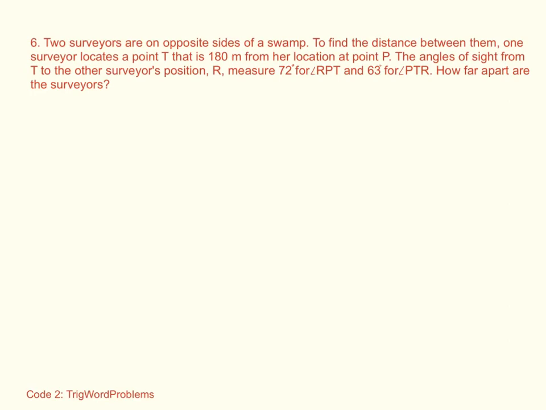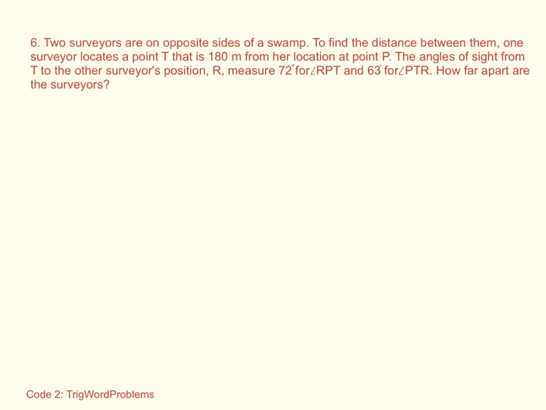Last example we're going to look at is number 6 on 12.7, okay? So it says 2 surveyors are on opposite sides of a swamp. To find the distance between them, one surveyor locates a point T that is 180 meters from her location at point P. The angles of sight from T to the other surveyor's position R measure 72 degrees for angle RPT and 63 degrees for angle PTR. How far apart are the surveyors? So that's a lot of information. So let's break this down.